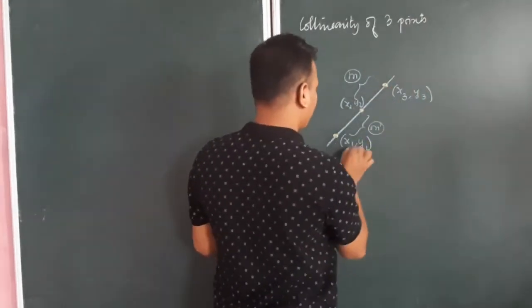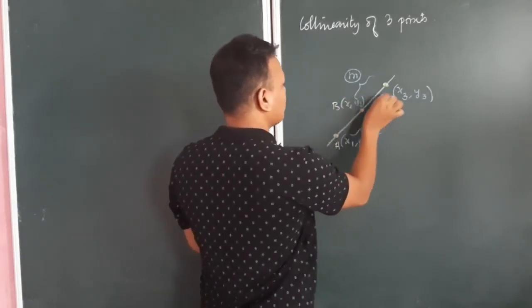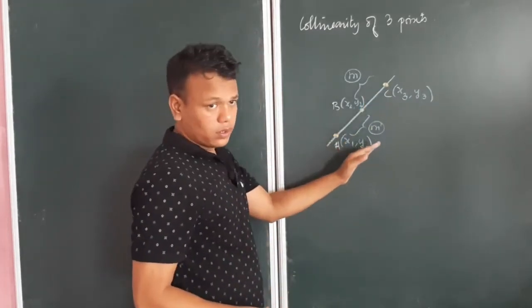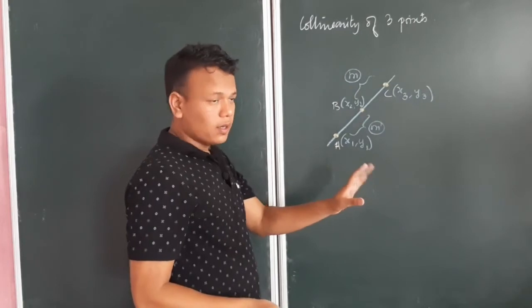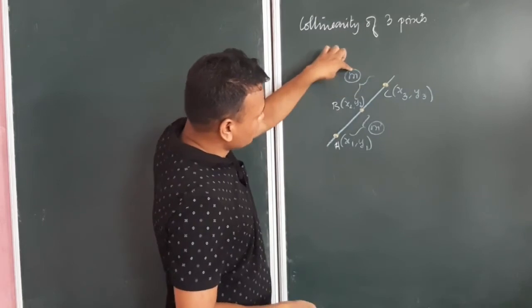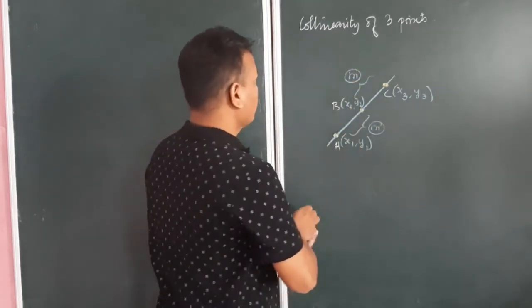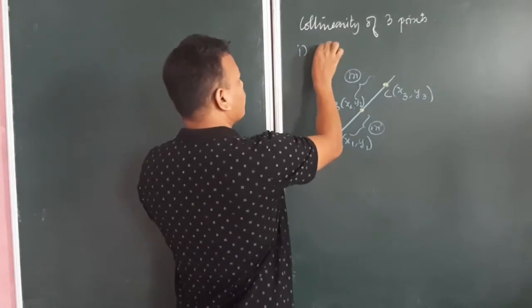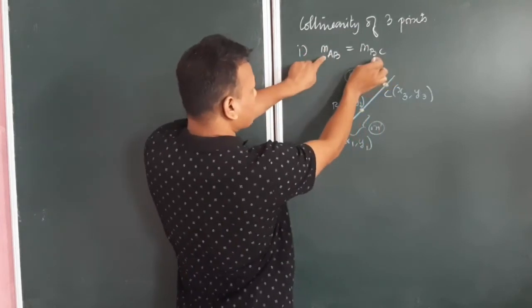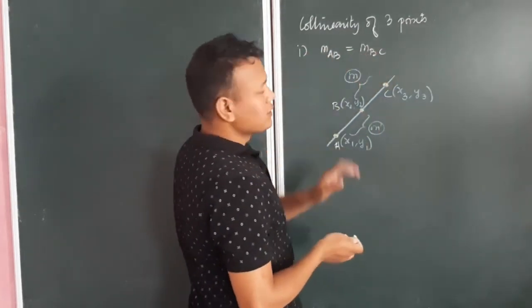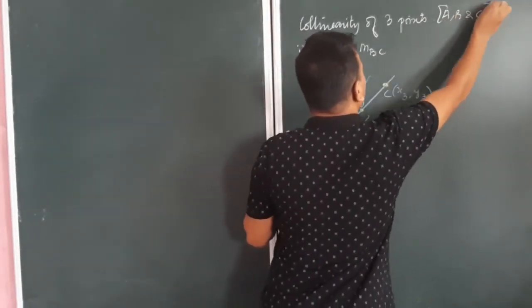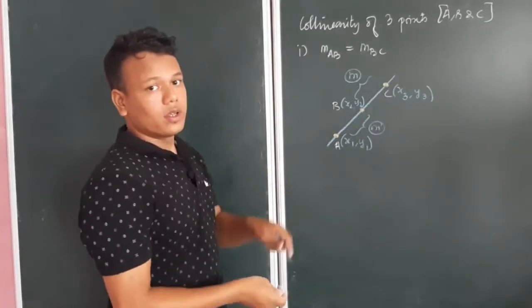Let me write these as A, B and C. So basically 3 points A, B and C will be collinear if the slope of AB and the slope of BC both are the same. So the condition is slope of AB must be equal to slope of BC. If this happens, then A, B and C are collinear. So you may note this down in your diary.